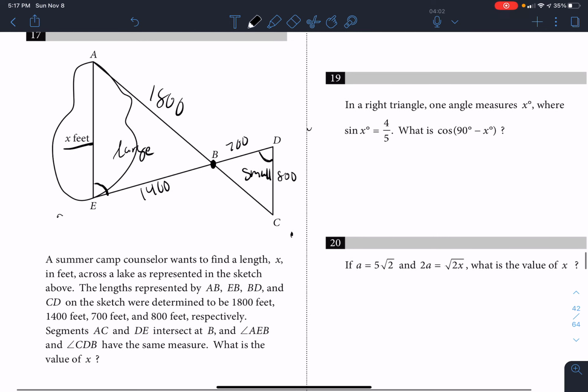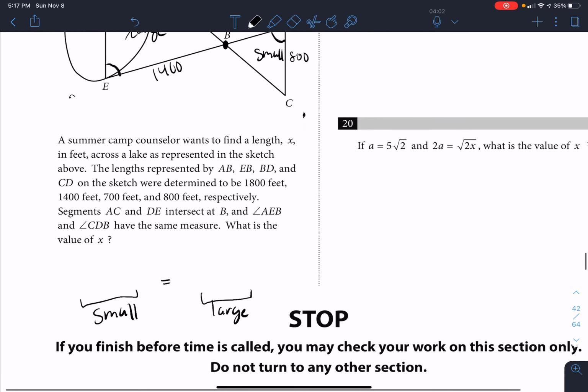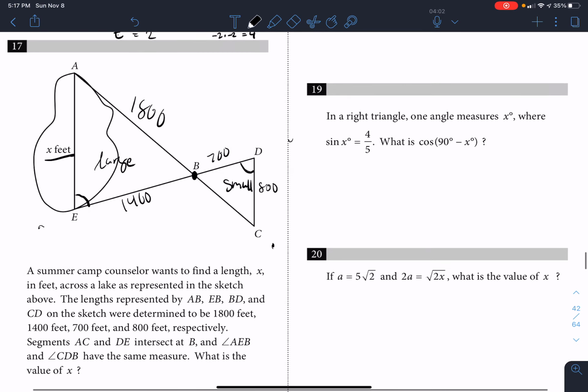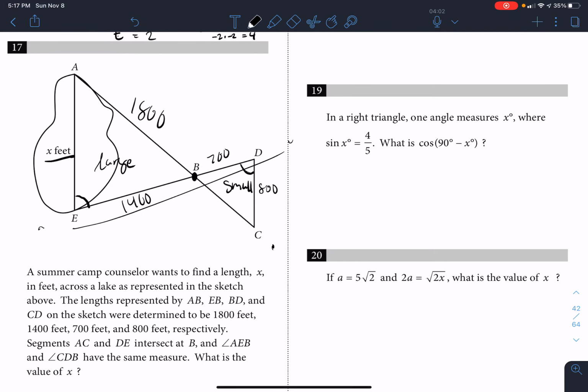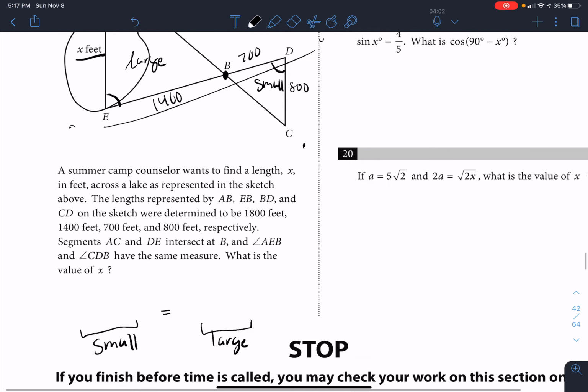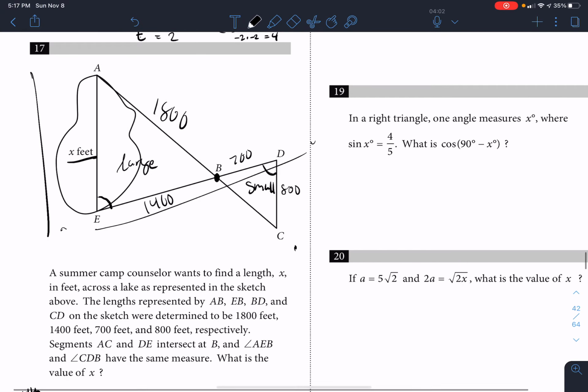Let's not call it the sides. Let's call this the width. And let's call these the heights.